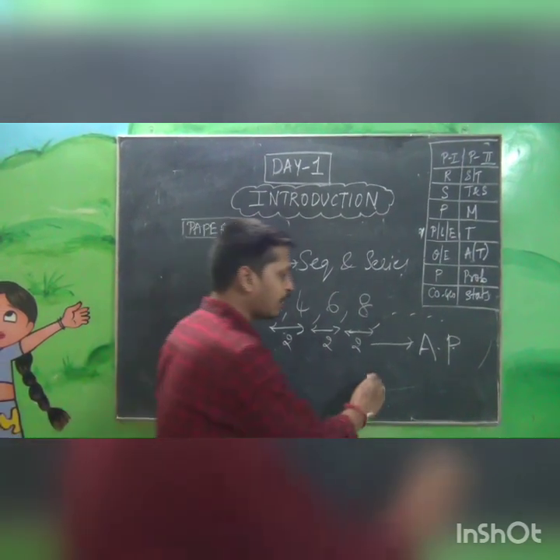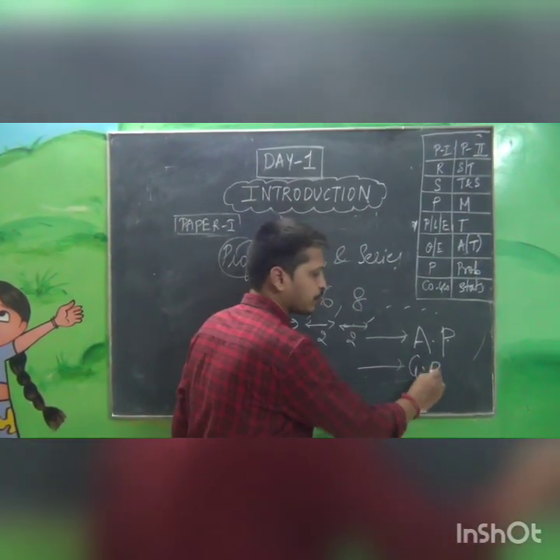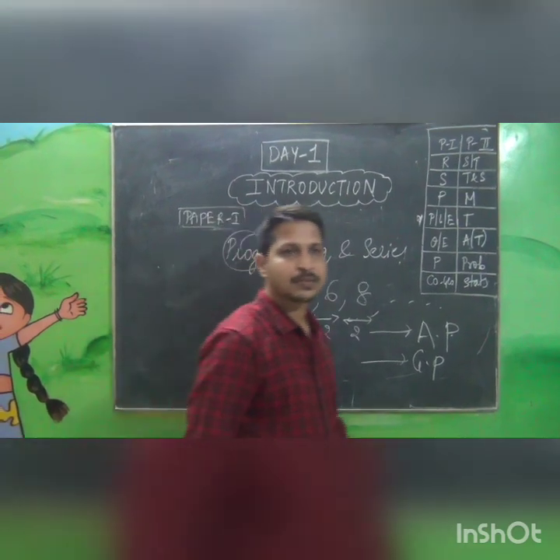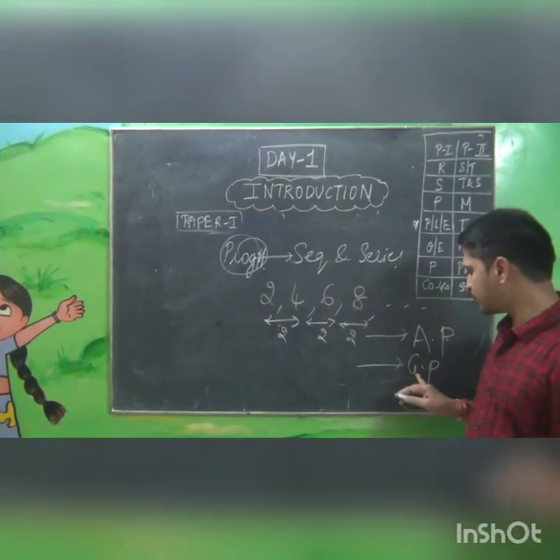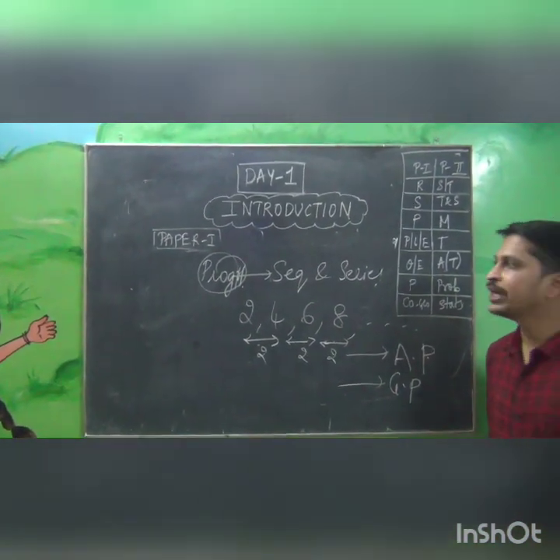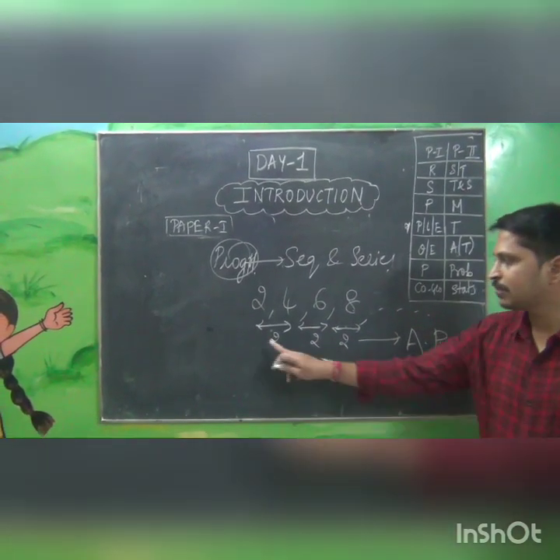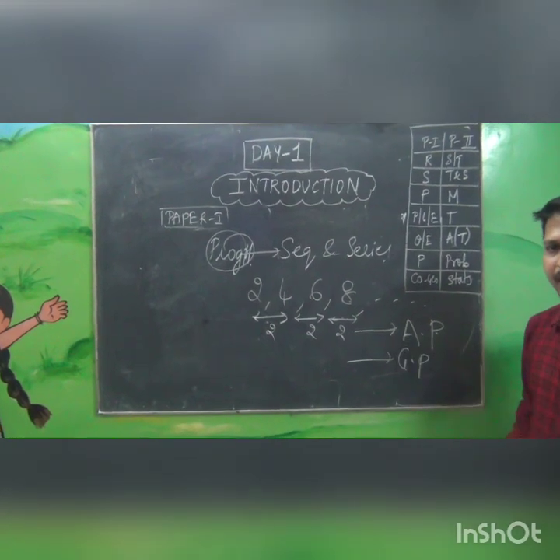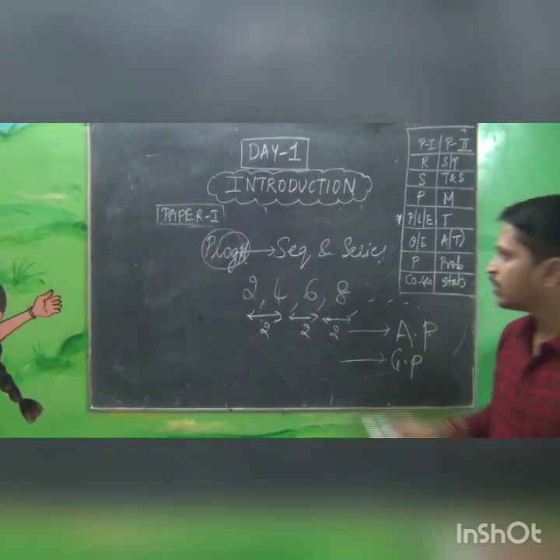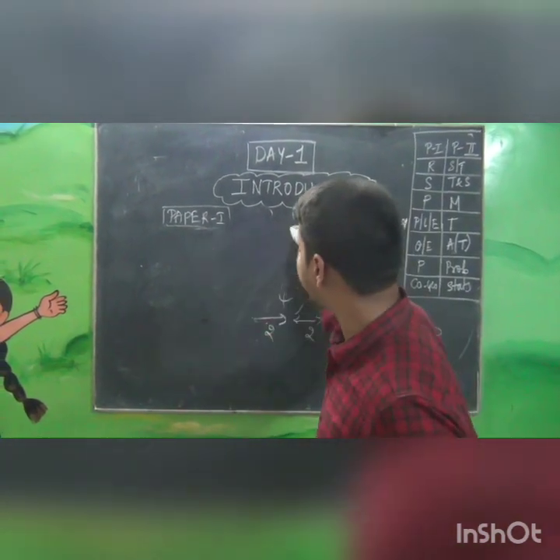Similarly, we have geometric progression also. So basically the total chapter is based on arithmetic progression and geometric progression. We will go in depth when we deal with this chapter. I am just telling you this difference. Now, coming to the last chapter, which is coordinate geometry.